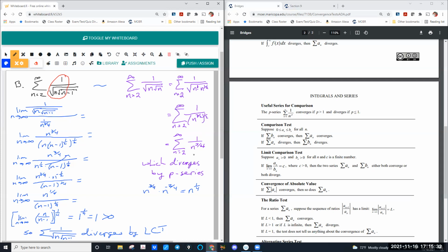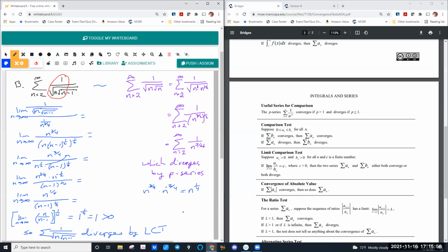That was step one. Oh yeah, go ahead, Mark. So you use two different tests. You use the p-series and then you use the LCT, the limit comparison test. Is there ever going to be a time when we have to do more than one, or is it just showing that it can be done with more than one?